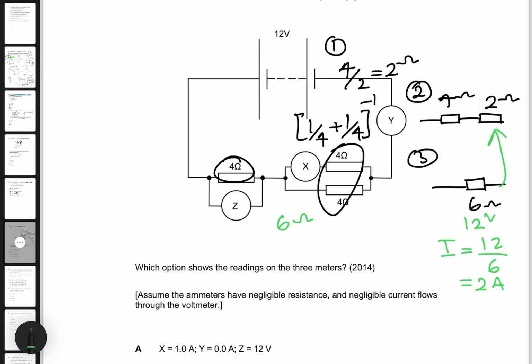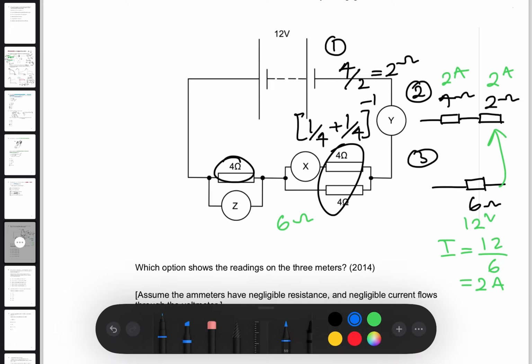Now, we can take the current we found on the third one and go back to the last circuit. Whenever we go back to a circuit and it's a series circuit, you can take the current with you. So right now, because these two are in series, both of them will have 2 amperes. And so you can use that to find their voltage.